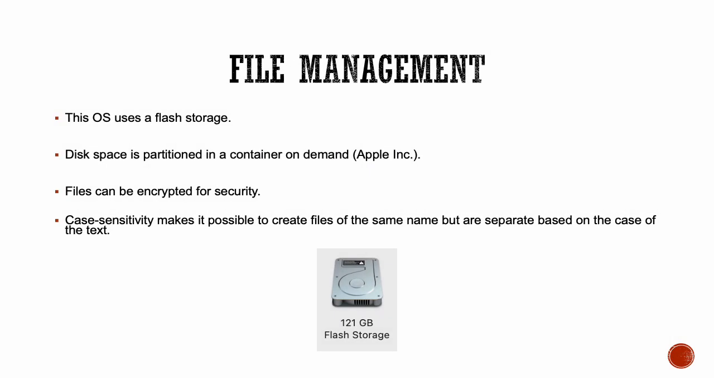macOS uses flash storage for its file management system. The disk space is partitioned in what is called a container, and this is done on demand. Files on the Mac can be encrypted for security purposes or for any other purposes, of course. One of my favorite things about the memory management system, or the file management system, better said, is that it has the use of case sensitivity. So you can have, for example, two files named case, but if the case of the letters is different, it will create them as separate files.